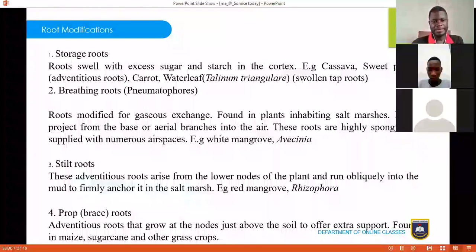So the next one I would like us to look at is the brace root. The brace root is also called the prop root, and it can be found in most monocot plants such as maize, sugarcane, and other grass crops such as millet and so forth. These are adventitious roots that grow at the base of the plant, just above the soil, and they grow into the soil. If you can picture the maize plant at the base, you see those roots that project from the nodes into the soil. What is their function? Just to provide additional support, to hold the plant firmly into the soil. That is that for the simple.